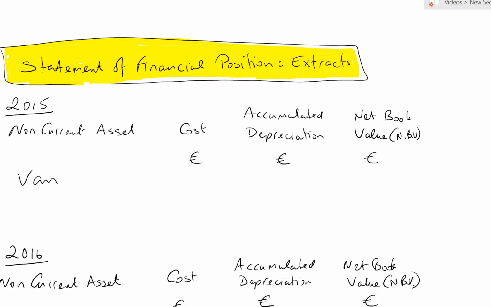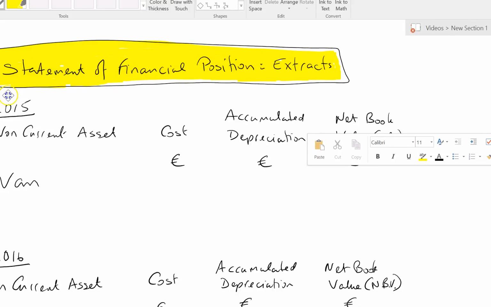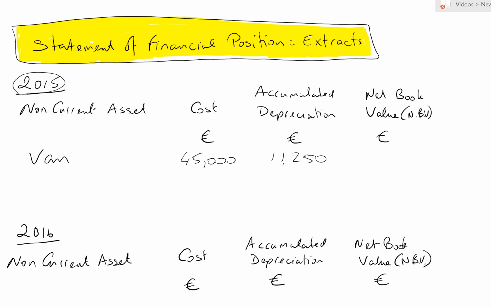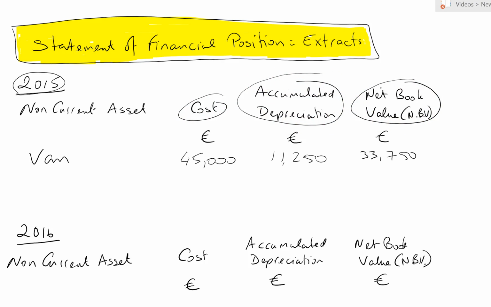So go back down here, and I'm doing 2015. So the cost is 45,000. The accumulated depreciation is 11,250, and that gives us a net book value of 33,750. So remember, it's the cost less the accumulated depreciation that gives you the net book value.